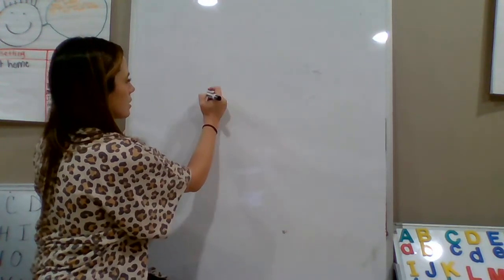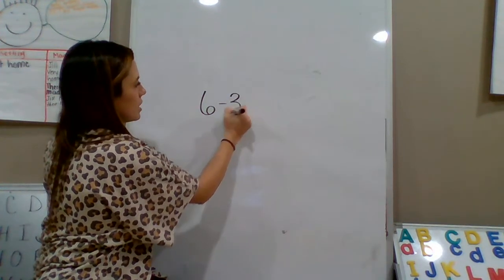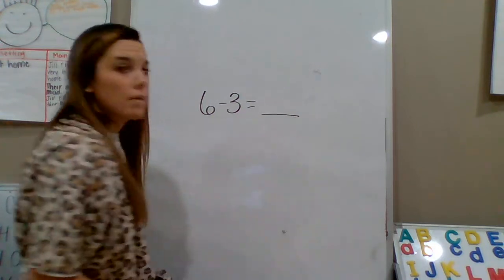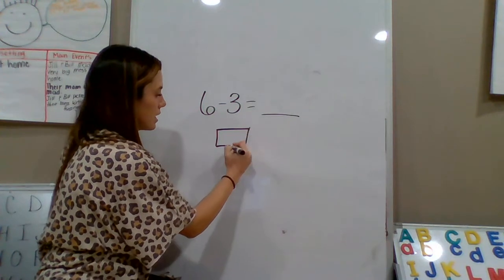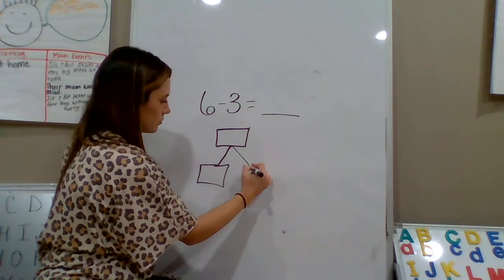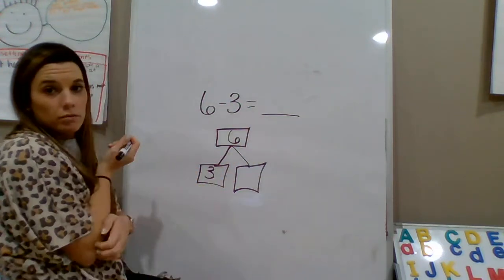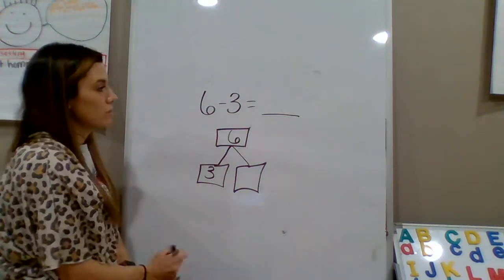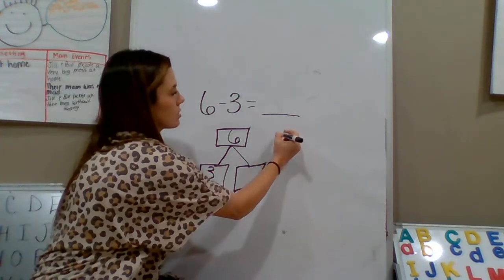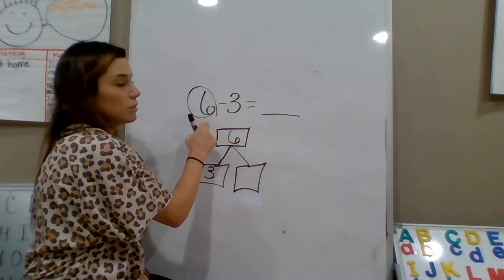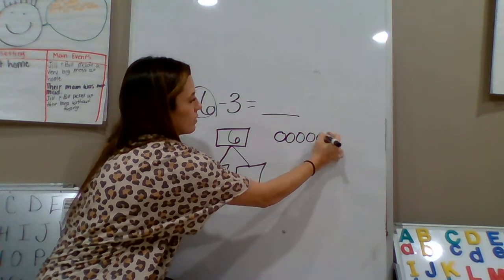Let's try one more. Let's do 6 minus 3. So 6 is our biggest number. That's the number we're taking away from. I'm taking 3 away. 6 minus 3. In order to solve this problem, I'm going to use my magic circles. I'm going to draw 6 because this is the number I'm starting with. 1, 2, 3, 4, 5, 6.